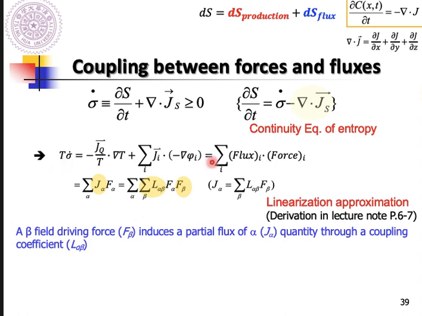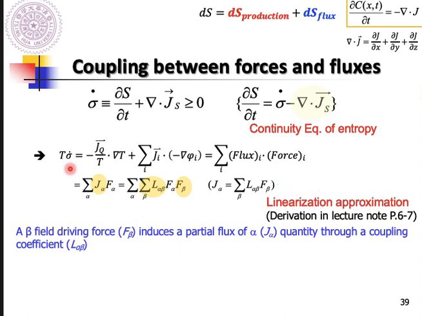So now you know if we have two driving forces, we simply sum the flux times the driving force, and then we can get the entropy production rate per volume, right?